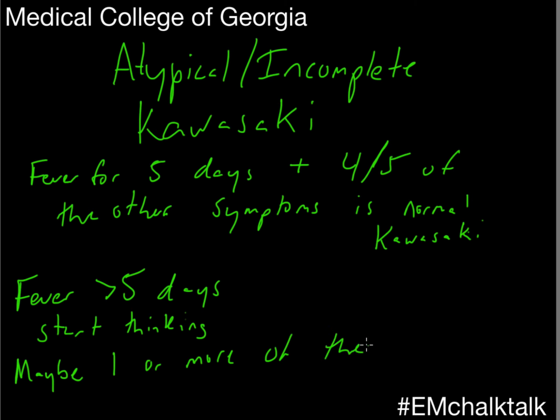Why is this important? Because the rate of cardiac complications, meaning coronary artery aneurysms, is at least as high with incomplete Kawasaki's as it is with regular Kawasaki's. So how do you make the diagnosis? First of all, you need to suspect it.